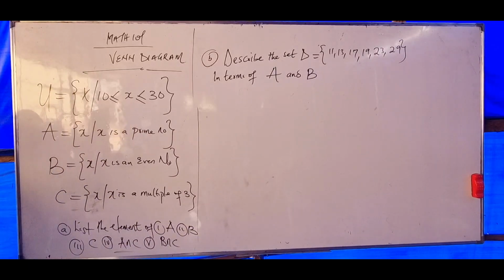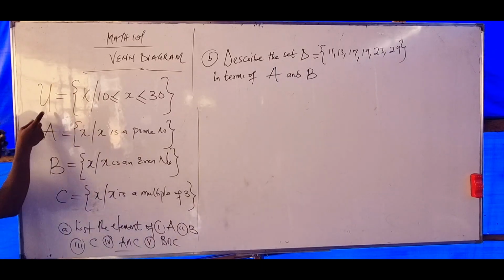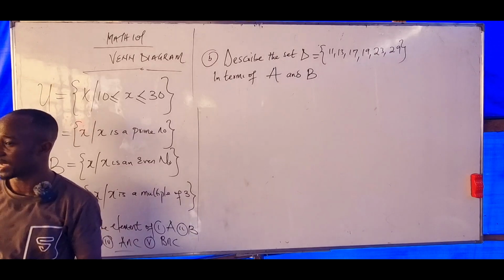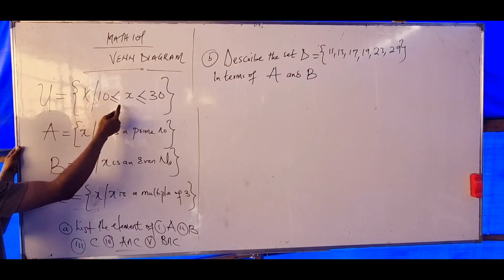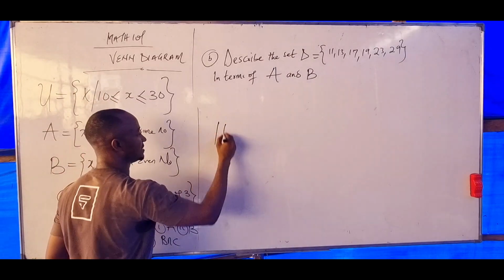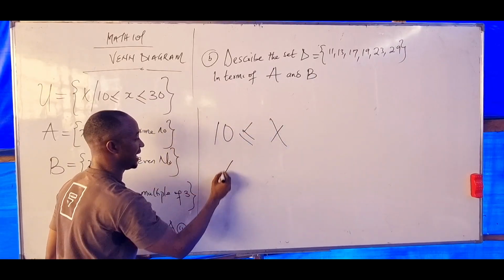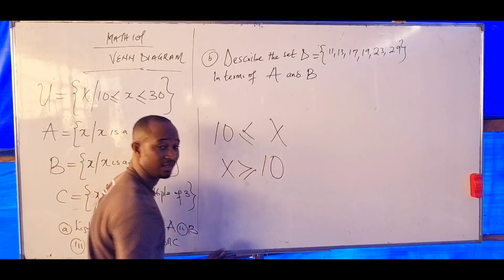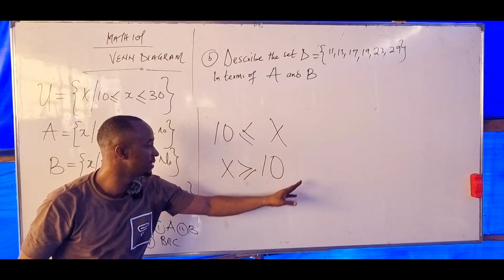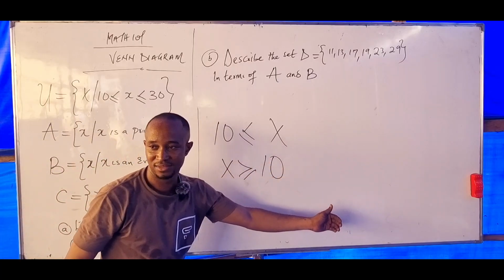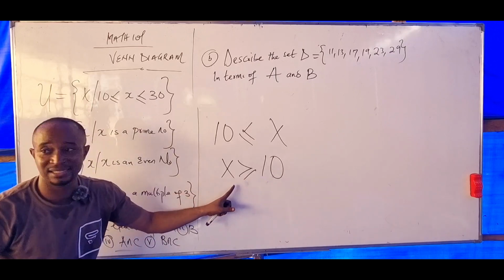Before you can find your A, B, C, you have to determine what your general set comprises of. We are told that 10 is less than or equals to S. What's the reverse form of this? S is greater than or equals to 10. Are you aware that if 10 is less than or equals to S, that implies S is greater than or equals to 10? Do you understand? You now ask yourself, what are the numbers?